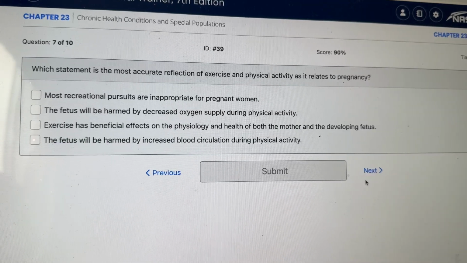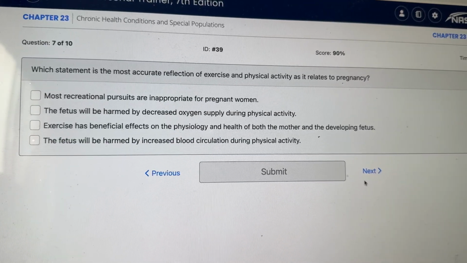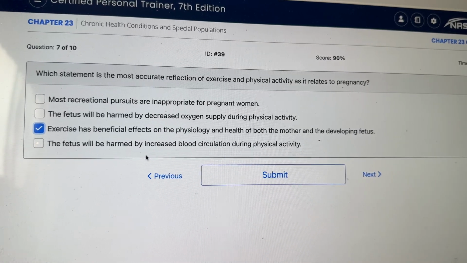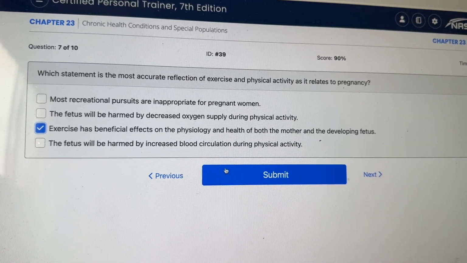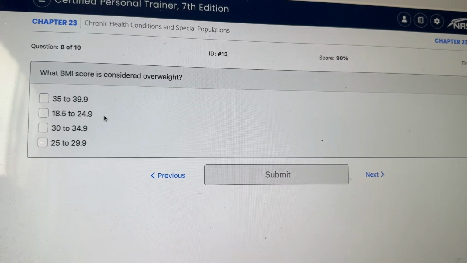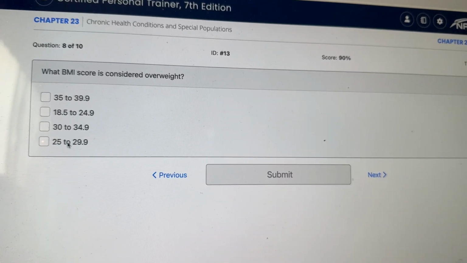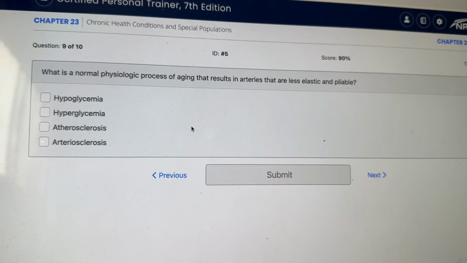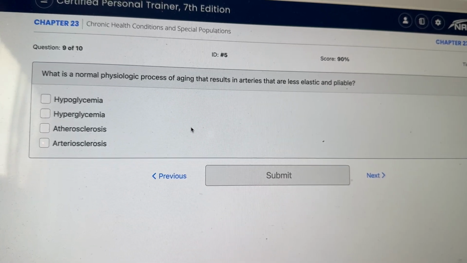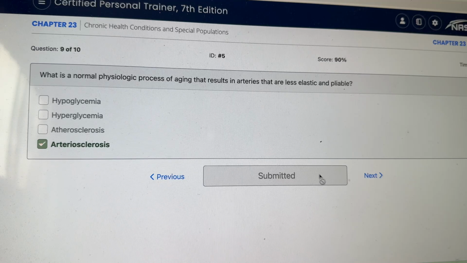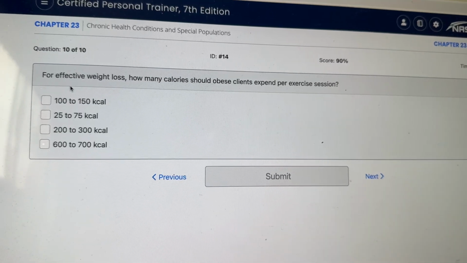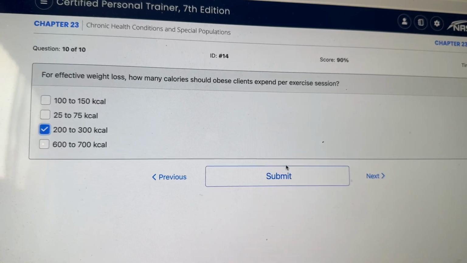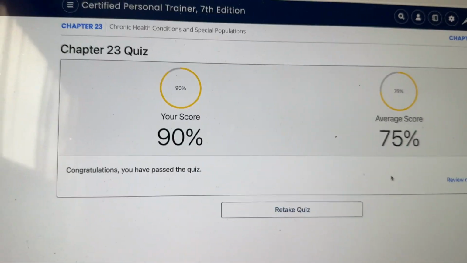Which statement is the most accurate reflection of exercise and physical activity as it relates to pregnancy? I'm going to say exercise has beneficial effects on the physiological and health of both mother and the developing fetus. What BMI score is considered overweight? What is the normal physiological process of aging that results in arteries that are less elastic and pliable? Arteriosclerosis. For effective weight loss, how many calories should obese clients expend per exercise session? 200 to 300.